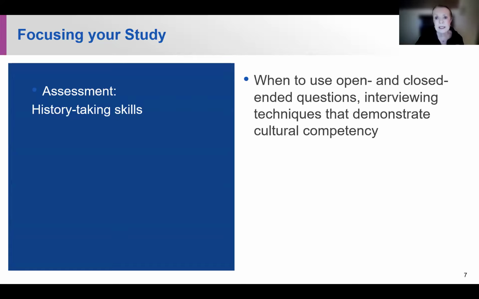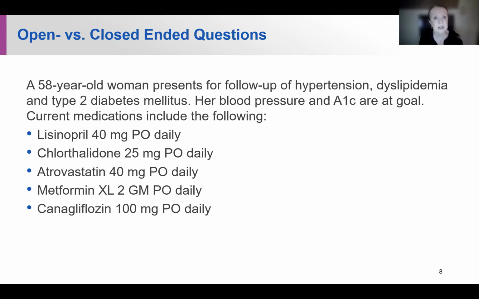So let me give you an example of open and close-ended questions. Sometimes you'll hear somebody who took boards say, oh, there were these psychosocial questions on boards. Well, of course there are. That's part of our practice. But this gives you an idea of an open versus a close-ended question.